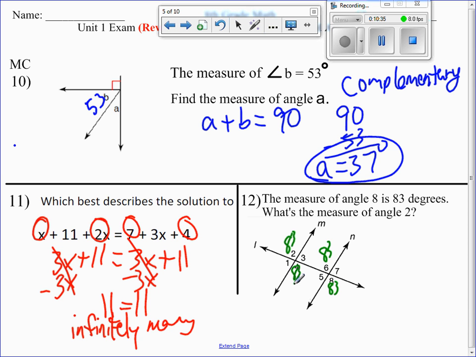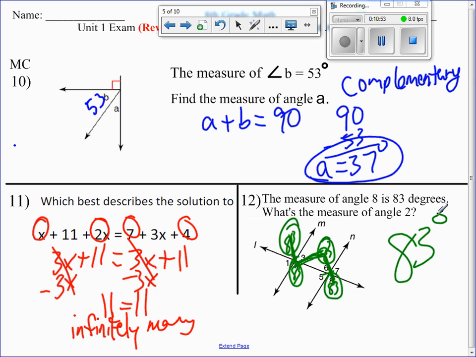Some people have been doing this in class where they put their pen on 8, draw a diagonal line to 6 because they are equal, draw a diagonal line to 4 because those are equal, and then a diagonal line to 2 because those are equal. So these are the four angles that are equal to each other. So the answer is 83 degrees.